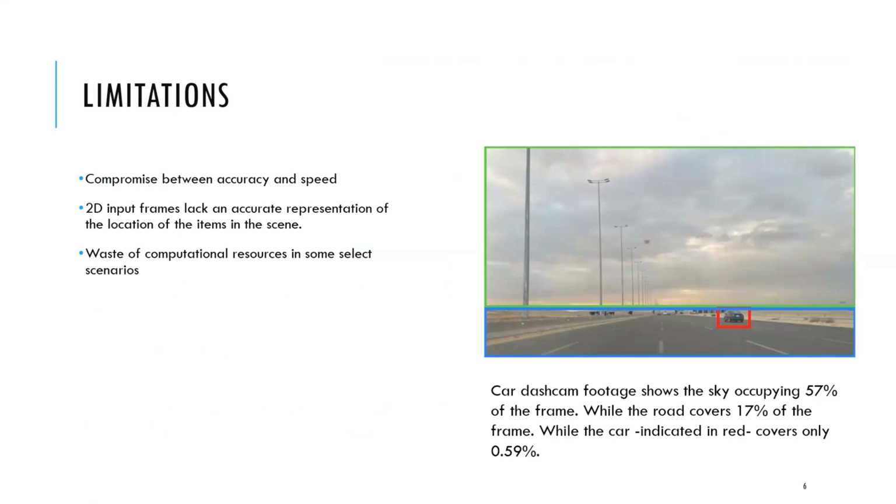So we need to look at this Z factor, or the depth factor. Looking at the X and Y and drawing the bounding boxes is not really enough in some select applications. And looking at select applications, there are many times where it's a waste of computational resources to try to detect objects in the scene. Here you can see an example of a photo. This was recorded using the dash cam in my car, actually, back on the road on a gray sky day. We can see that the sky occupies around 57% of the frame, while the road covers 17%.